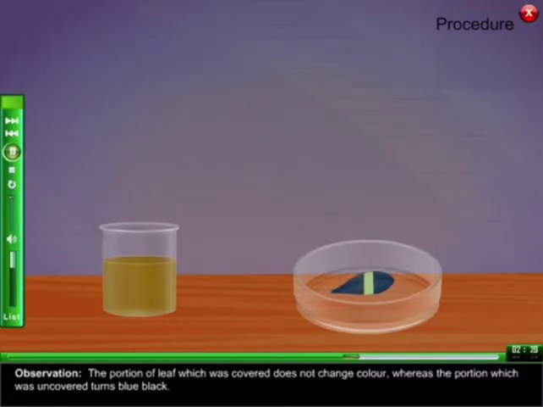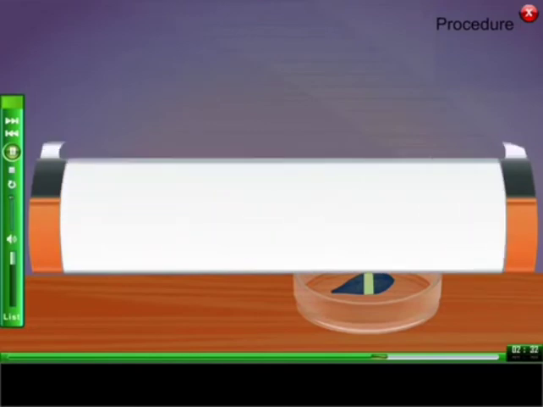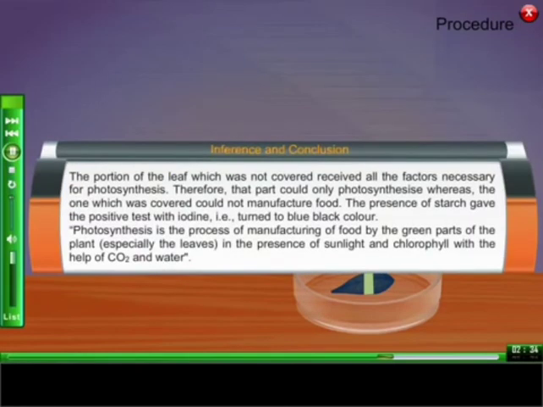Observation: the portion of leaf which was covered does not change color, whereas the portion which was uncovered turns blue-black. Inference and conclusion: the portion of leaf which was not covered received all the factors necessary for photosynthesis. Therefore, that part could photosynthesize, whereas the covered one could not manufacture food. The presence of starch gave the positive test with iodine, that is, it turned blue-black.